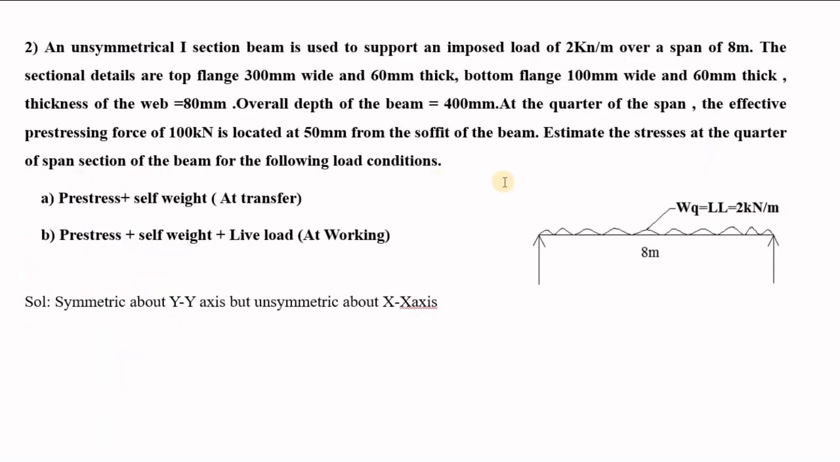Before that, I want to explain few more things. Here in the question they have asked at the quarter of the span. Quarter of the span always means L by 4 or 1 by 4. So 8 meter is the total length. So 8 by 4 will be how much? It's 2 meter. They are asking at 2 meter span, the effective pre-stressing force of 100 kilonewton is located at 50 mm from the soffit of the beam.